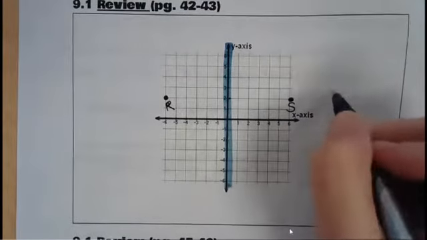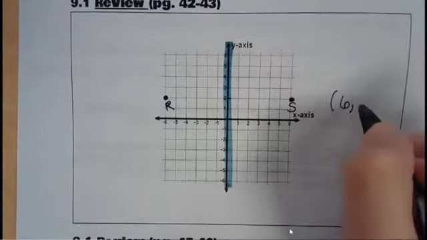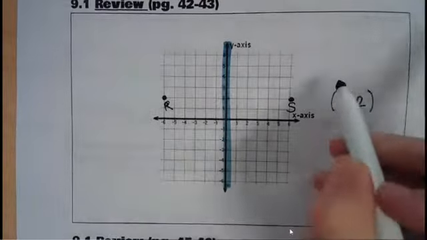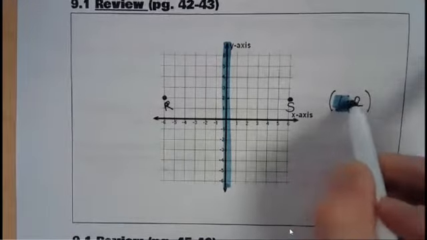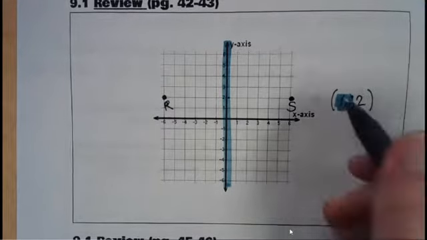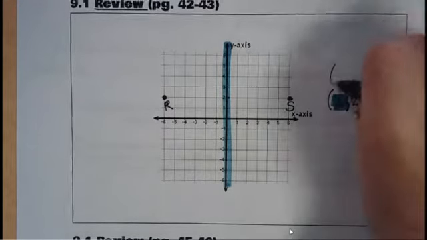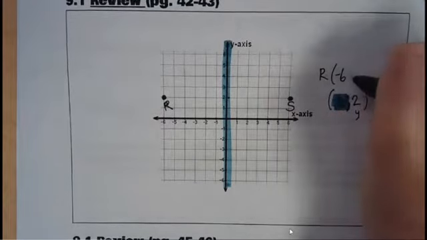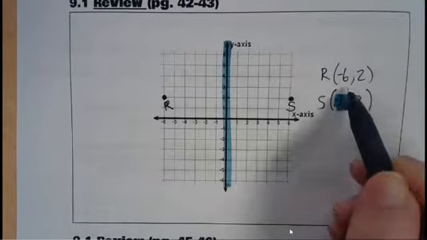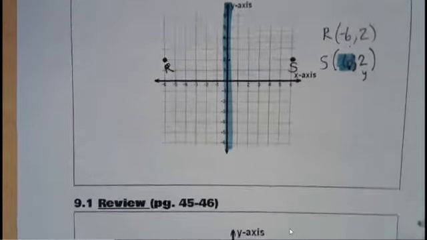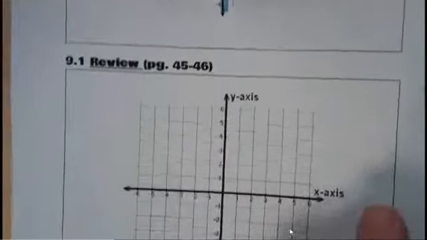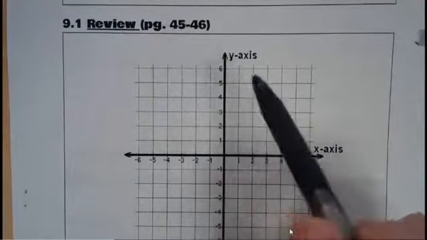So when you reflect across the y-axis, the y-coordinate stays the same and the x-coordinate changes. R was (-6, 2), and S was the opposite, (6, 2). Okay? And then there are many more that you could do. The next review section is to draw and identify polygons. So you would plot all the points and then identify which polygon it was.